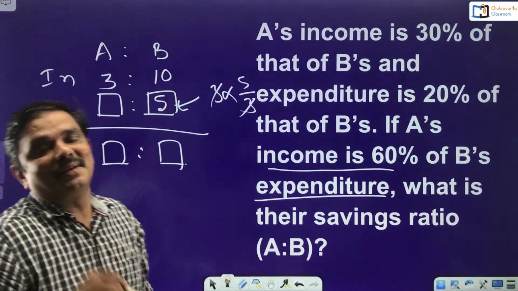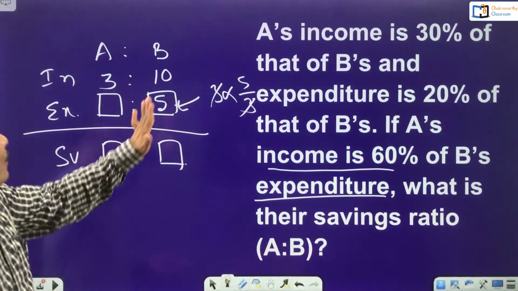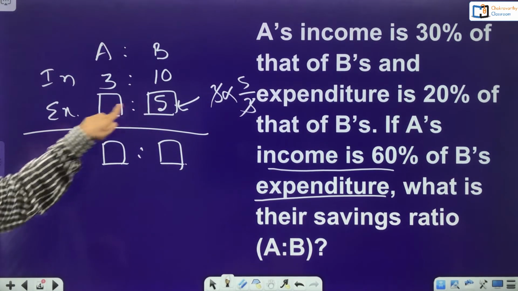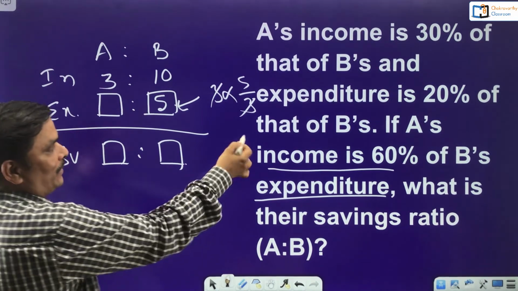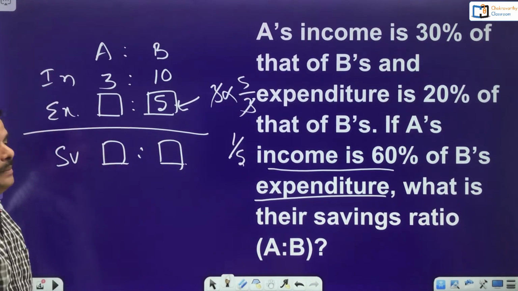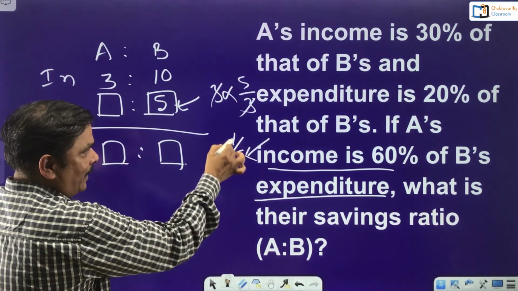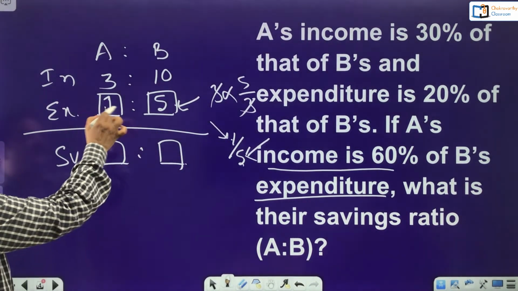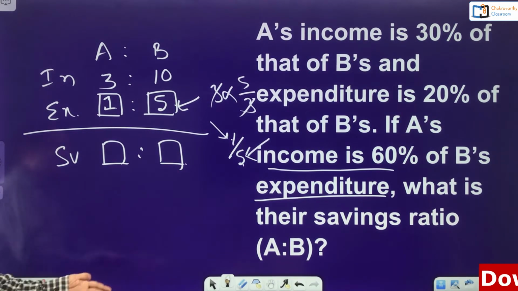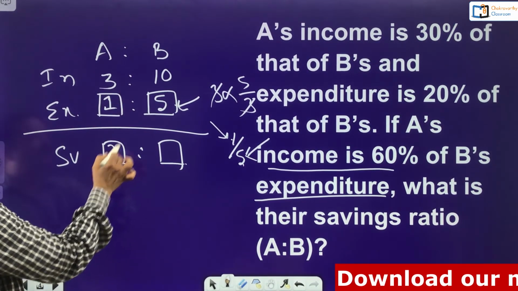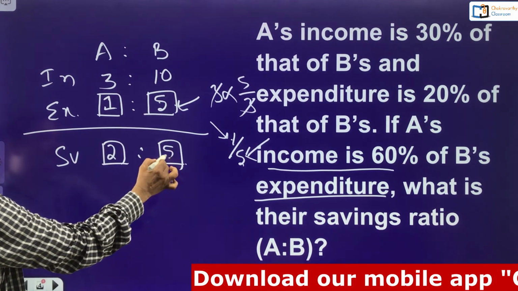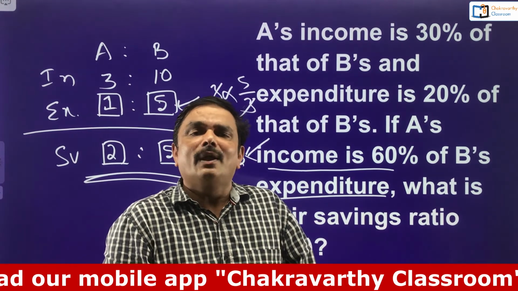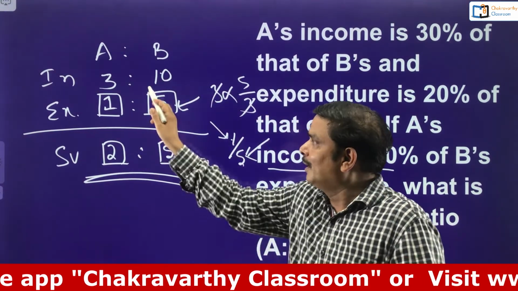This is the expenditure. Now, simply students, when this is 5, expenditure of A is 20% of this one. What do you mean by 20%? 20% is 1 by 5. That means when B's expenditure is 5, A's expenditure should be 1. Now A's expenditure is 1 here. Simple. Now savings 3 minus 1, this is 2. This is 10 minus 5, this is 5. What is the ratio of savings? That is 2:5. In fact, no need to write anything on the paper.